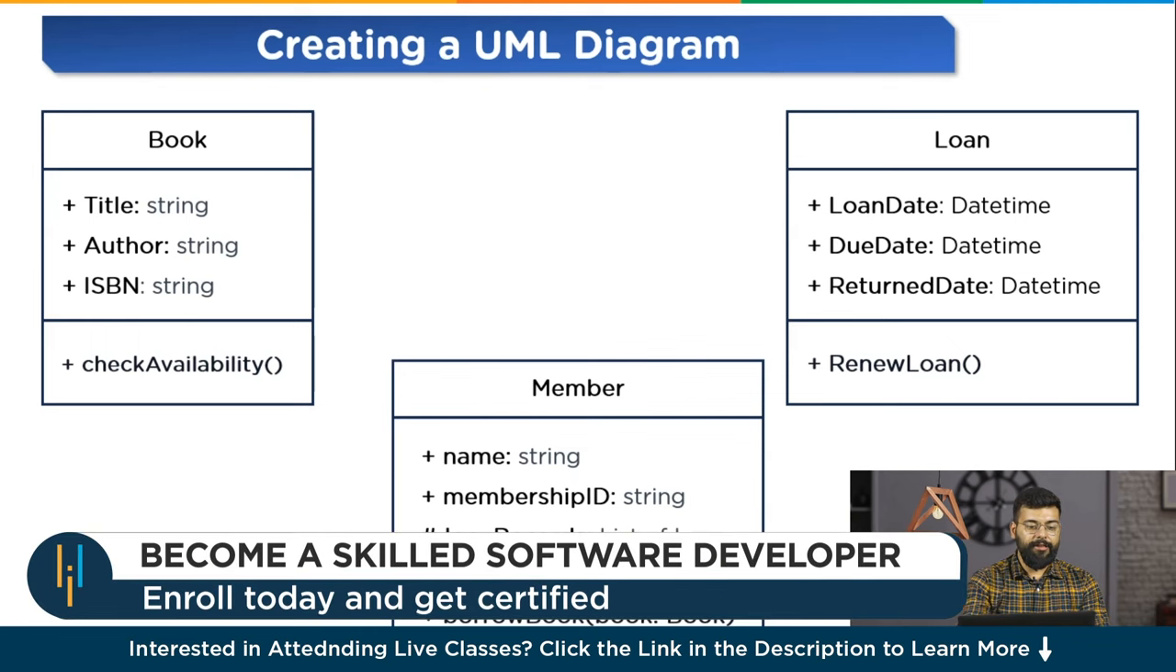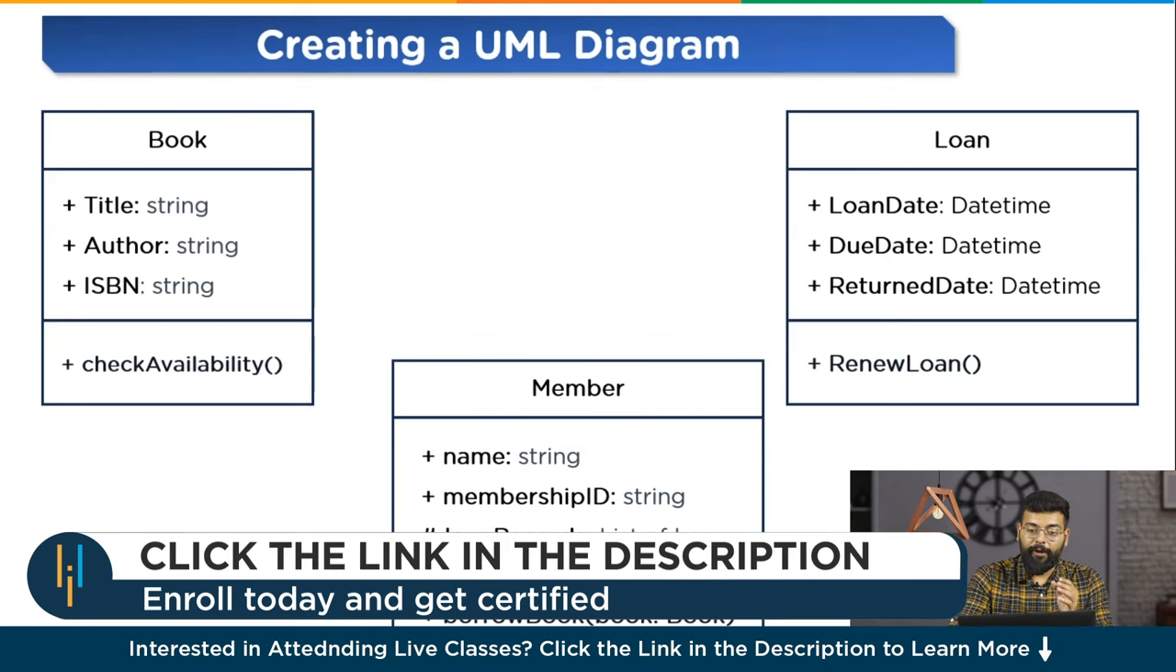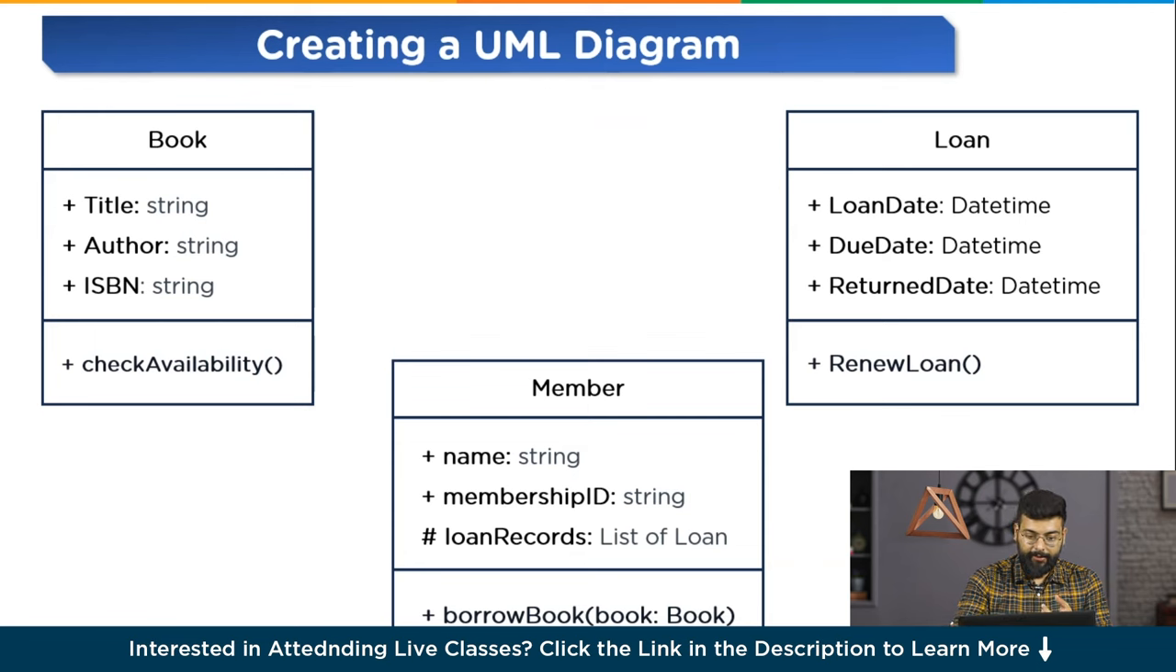And in this, you can see the plus signs and the hash signs. The plus sign indicates that the attributes are public to all the classes, so they can be inherited or associated with other classes. And the hash sign, that is in the Member class, is the protected attribute, that is loan records. So records can't be accessed by other classes. Now we will see the association between these classes.